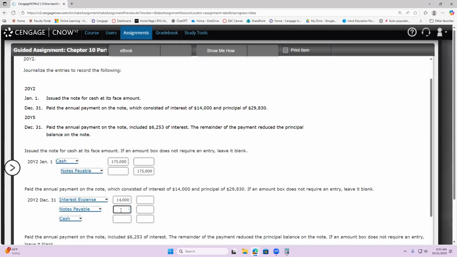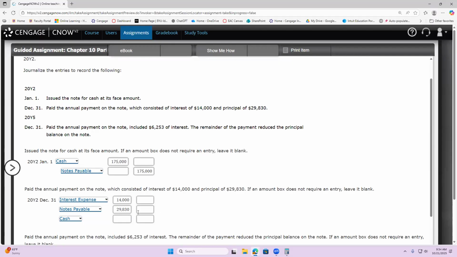And the notes payable is $29,830. And then we'll add those two together to figure out how much cash we're paying. So all this means is we're paying $14,000 in interest. That's that fee to use the money for that year. And we're paying $29,830 as a portion of the principal on the loan. We're paying down part of the money we owe.